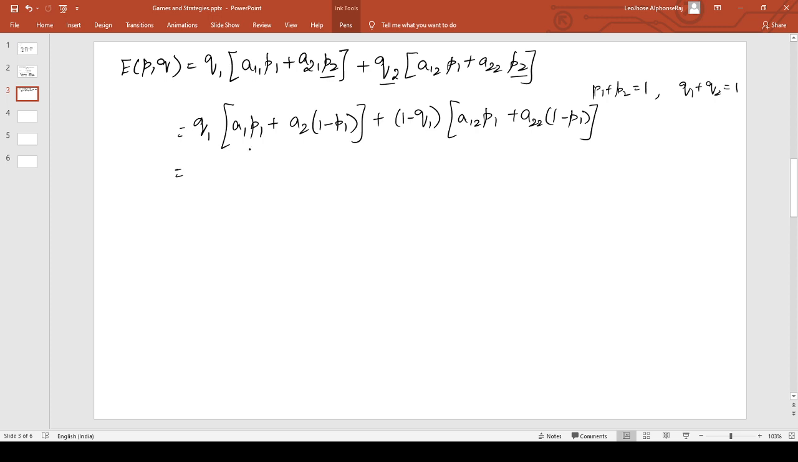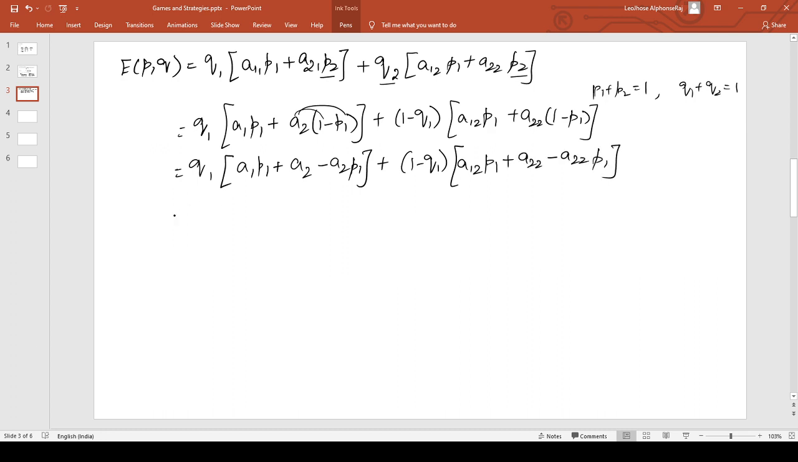The next step is expanding the brackets, multiplying Q1 inside, and then we'll proceed with the rest of the steps. So it is A11 P1 plus, multiplying A21 inside, it becomes A21 minus A21 P1. And here let me keep this 1 minus Q1 as such. Let us expand the brackets inside first. A12 P1 plus A22 minus A22 P1. The next step, I'll multiply Q1 inside. So it is A11 P1 Q1 plus A21 Q1 minus A21 P1 Q1.